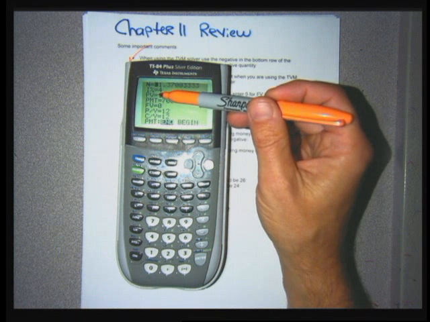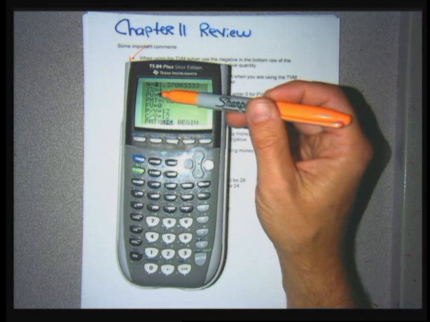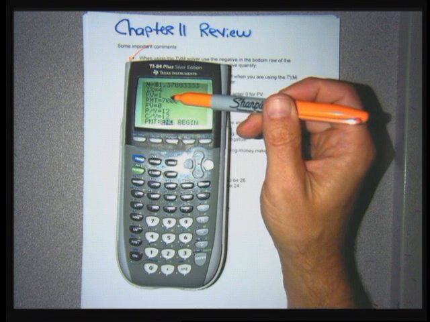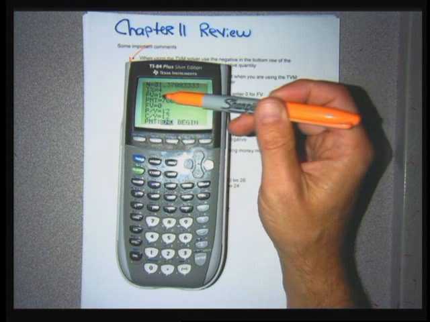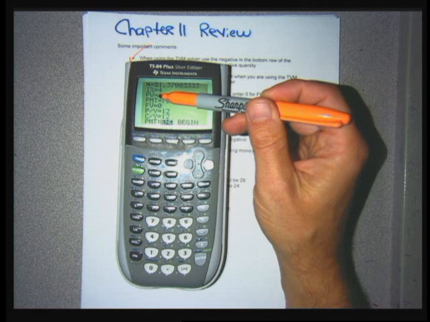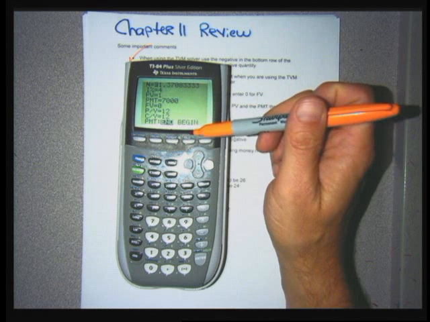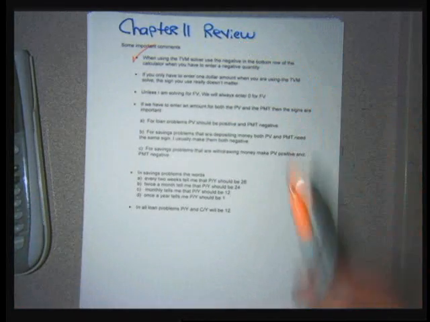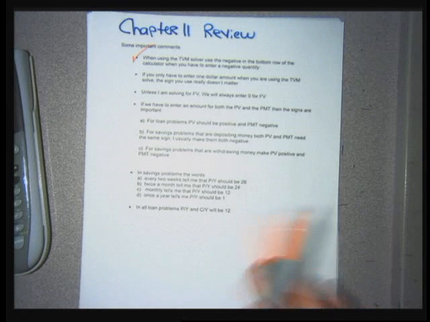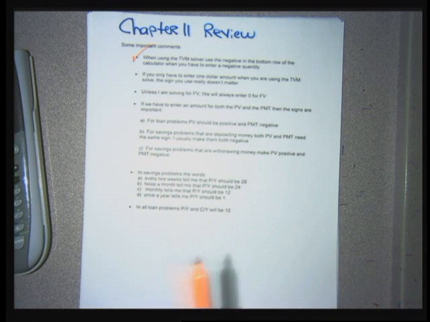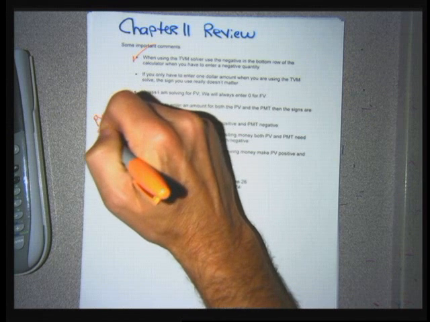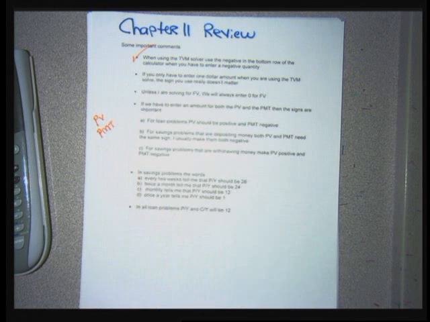Ultimately, the only signs we're going to have to worry about are for the dollar amounts for the PV and the payment. If you're only entering one of those two amounts, then the sign doesn't matter. It's only when you're entering both PV and PMT amounts that the signs make a difference. I tried to say what signs you need to have. If I'm only entering one dollar amount, sign doesn't matter, but if I have to simultaneously enter amounts for both a PV and a PMT, then the signs are going to be a big deal.